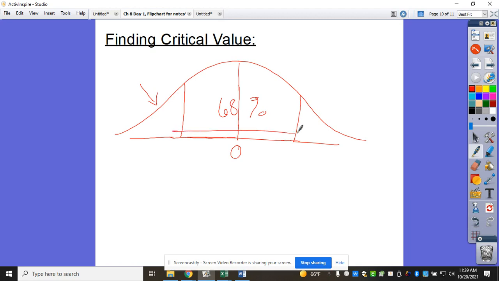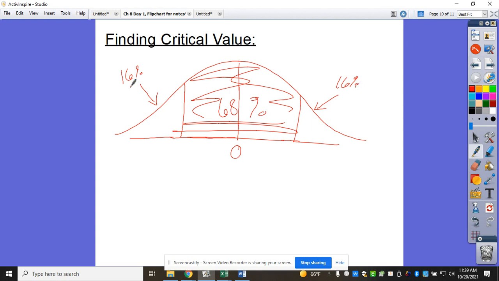Okay, 68% is shaded, yes? What percent is not shaded? 32, right? So what percent's over here? 16. Right? Everyone with me?